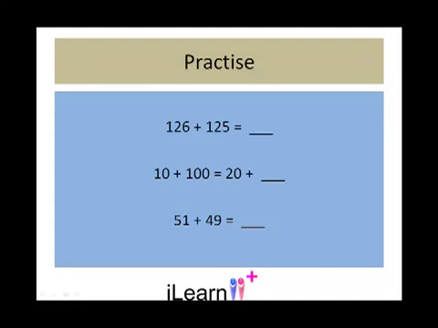126 add 125. Pattern, rounding or near doubles. You could try near doubles. 125 add 125, and then add the extra 1. That's 251.